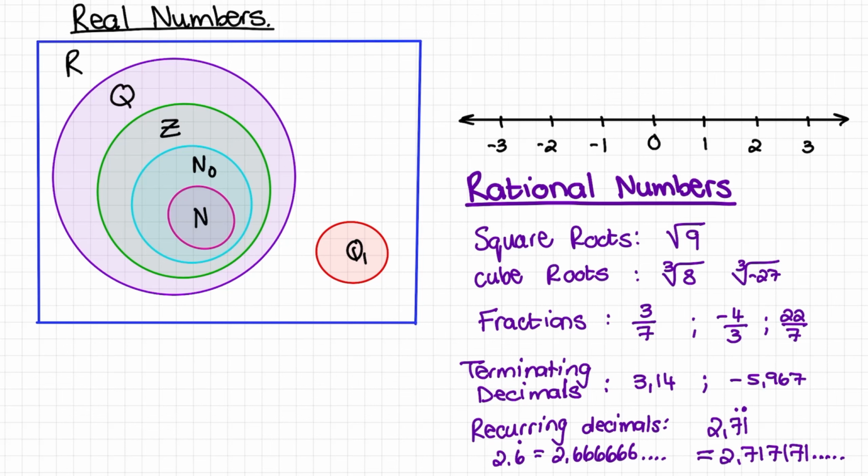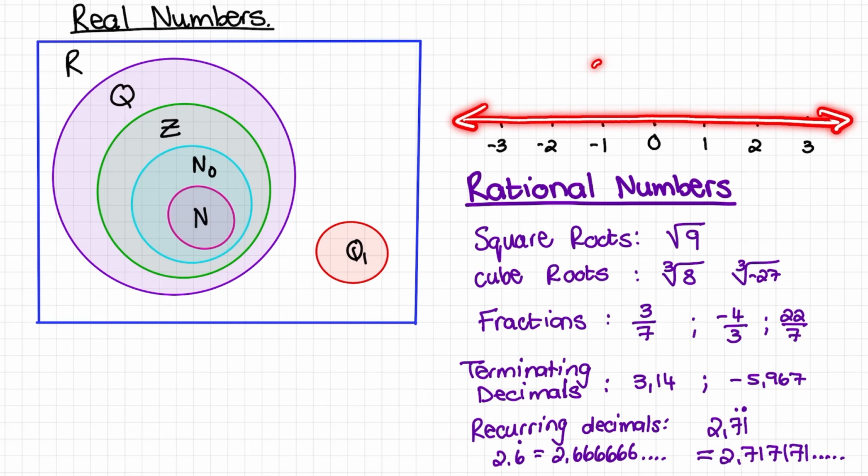So within rational numbers, we had natural numbers, whole numbers, integers, and then extra in this section, square roots, cube roots, fractions, terminating decimals, and recurring decimals. And all of these values are real numbers because they do exist somewhere on a number line.